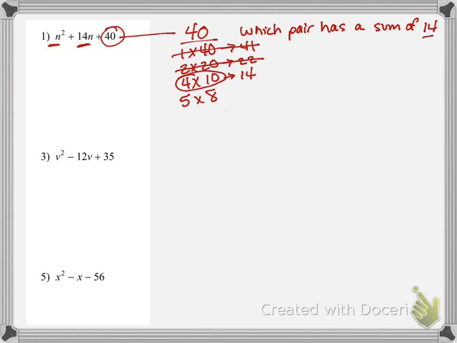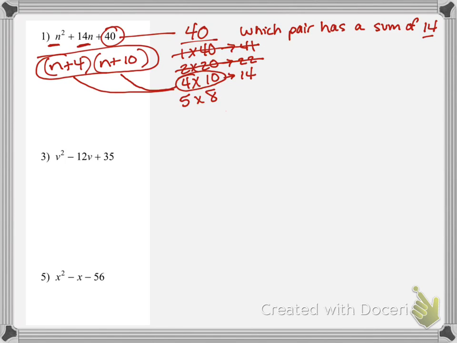And that's going to go straight into a pair of factors. It's going to start with n because that's our variable. And we're going to use these two numbers right here. We'll say plus 4 and plus 10. And that is the factored version of this trinomial.